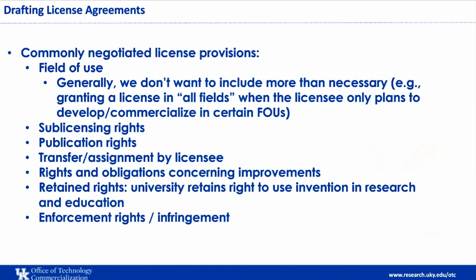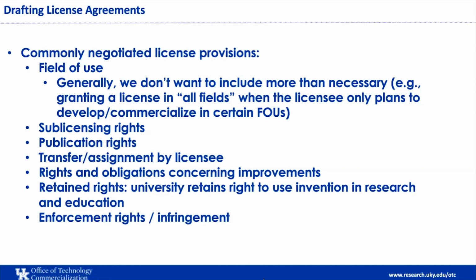Commonly negotiated license provisions: field of use, as mentioned earlier, sublicense rights, publication rights. The licensee may want our researchers to hold off or not publish additional papers related to the licensed invention. We can't agree to that, but we can say, look, anytime Professor Smith wants to publish about ongoing research related to the invention, we will allow the licensee some period of time to review those and comment or raise any concerns they might have before it's submitted for publication.